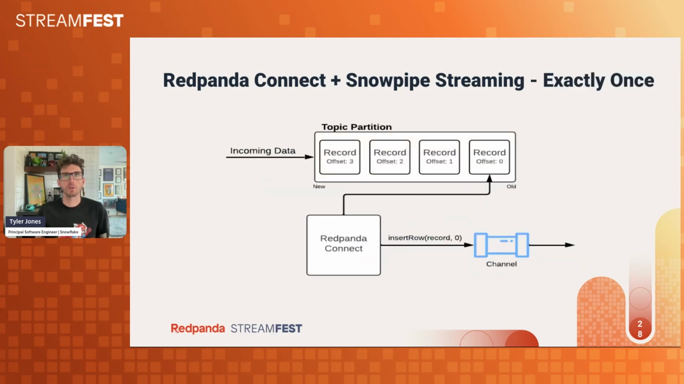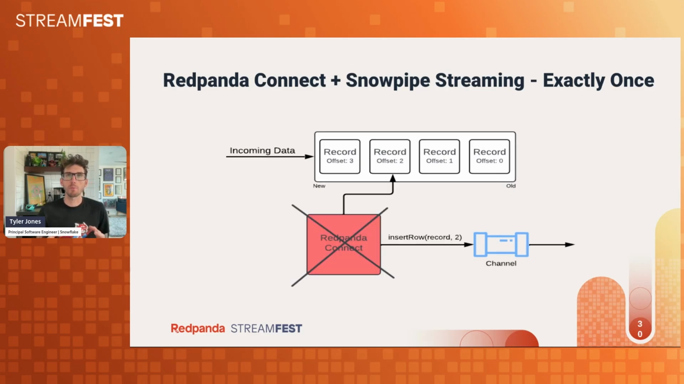So if we visualize what this could look like, if we start reasoning about what things look like on a per topic partition basis, let's say that we have a topic partition here with 4 records in it and some incoming data. So we have records with offsets 0, 1, 2, 3, and so on and so forth. Redpanda Connect will start, and it will open up a channel corresponding to this topic partition, and it will position itself at offset 0 here. It will then call insert rows with the record corresponding to offset 0 and use 0 as the offset. It'll then call insert rows with the next record and an offset of 1.